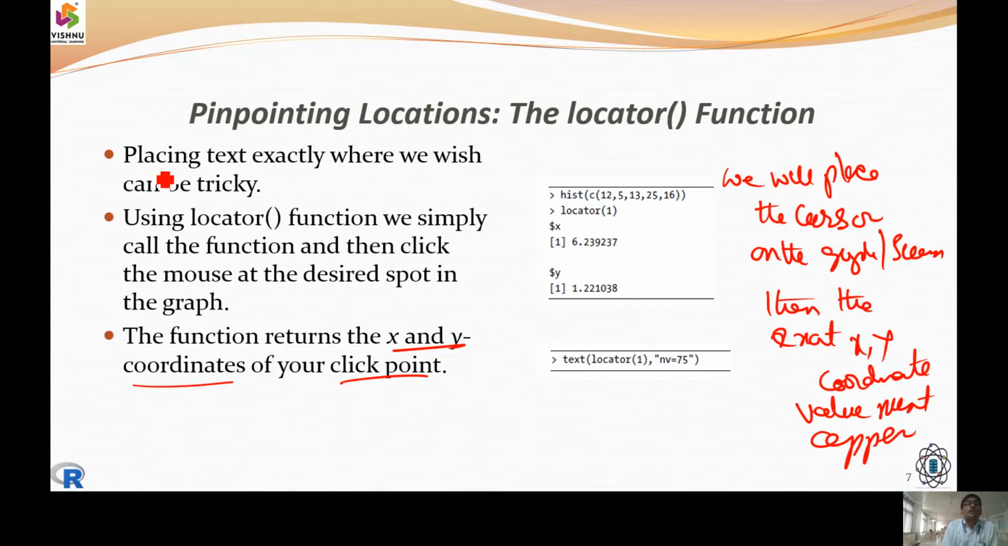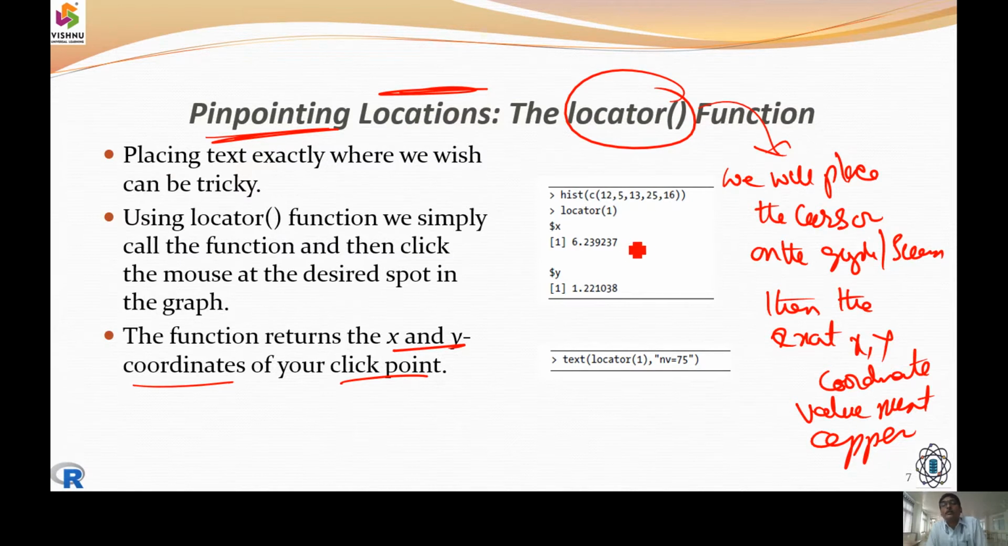So how is it possible? It is nothing but pinpointing of locations. It is possible with the locator function. It is going to point out with the locator function. So we are going to say locator, then we get the x-axis, and then we get the y-axis where the mouse click went or was placed. So that's how we are going to put up this event.